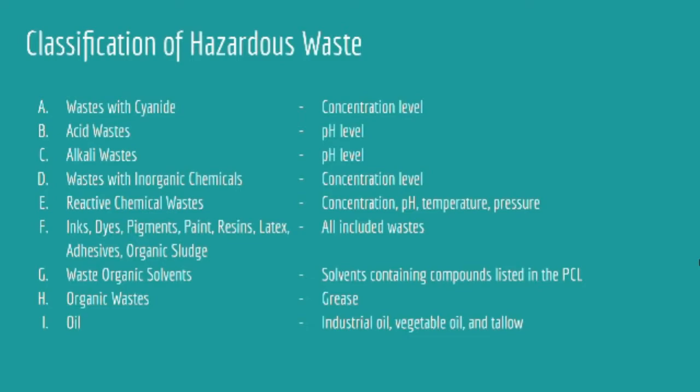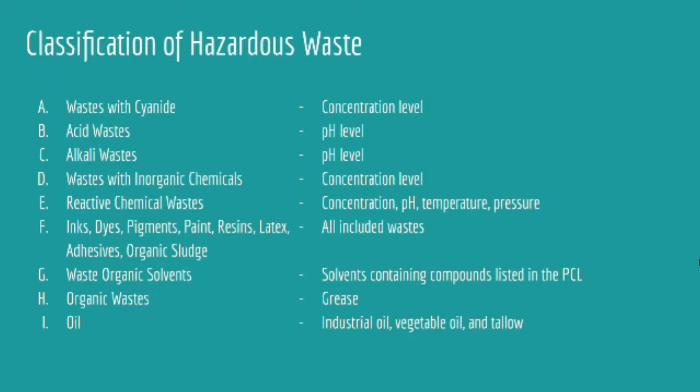For the fifth one, we have reactive chemical wastes. This is more sensitive, so we pay attention to concentration of the chemicals found in it, the pH level, its temperature, and pressure. Next, we have inks, dyes, pigments, paint, resins, latex, adhesives, and organic sludge. This is quite simple. It only includes the waste mentioned. Next, we have waste organic solvents, where we pay attention to solvents containing compounds listed in the PCL or the Priority Chemical List. Next, we have organic wastes.